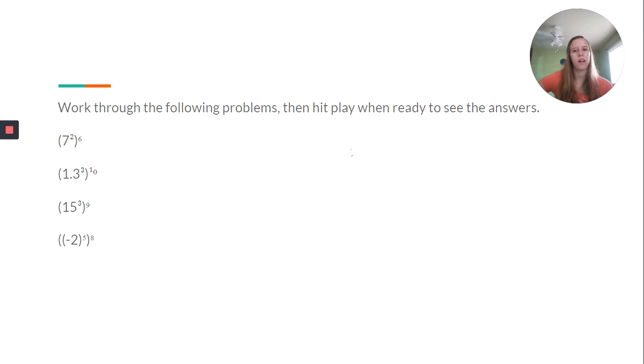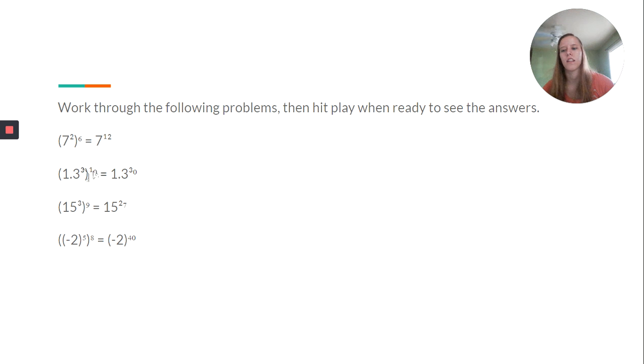So, work through the following problems, then hit play when you're ready to see the answers. Really short lesson today. So you have 7 to the 2nd to the 6th, 1.3 to the 3rd to the 10th, 15 to the 3rd to the 9th, and negative 2 to the 5th to the 8th. So, we take 2 times 6, we get 12, so this is 7 to the 12th.